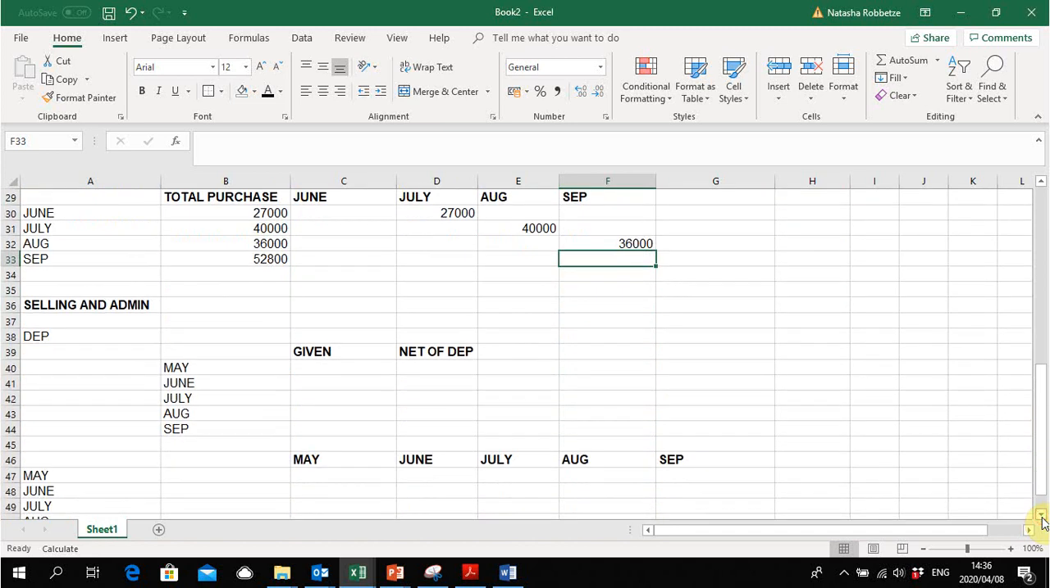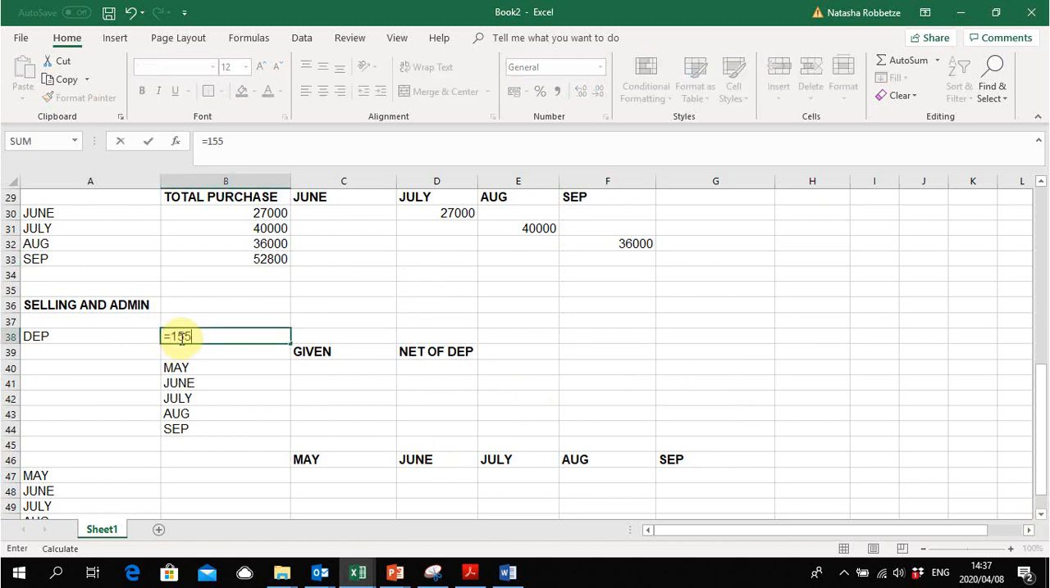Right, then the calculation for our selling and admin expenses. Here we are given an amount and then we have to go and calculate what it will be net of the depreciation. So I believe in this question we are told that the depreciation is 15,000 Rand for a year and we need to divide it by 12. So that means it's 1,250 Rand per month.